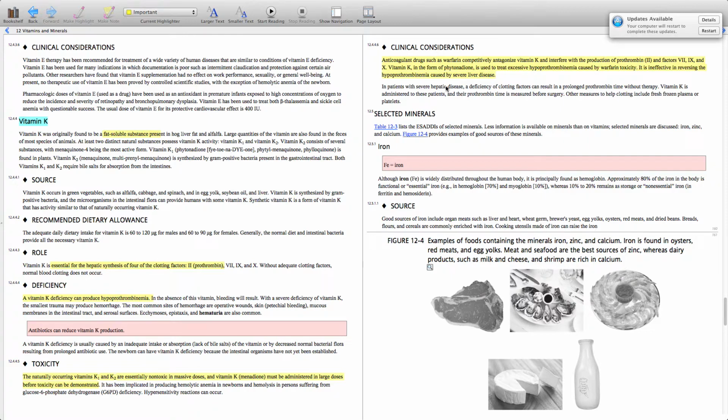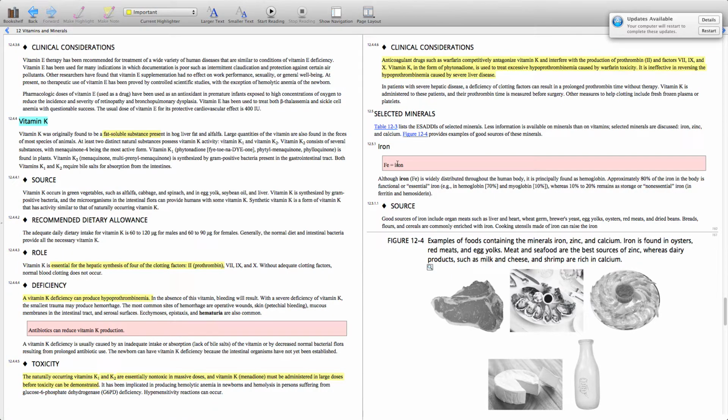Vitamin K in the form of phytonadione is used to treat excessive hypoprothrombinemia caused by warfarin toxicity. It's ineffective in reversing the hypoprothrombinemia caused by severe liver disease. I'm sorry, I know these are some words I haven't used for a very long time and they don't roll off my tongue anymore.